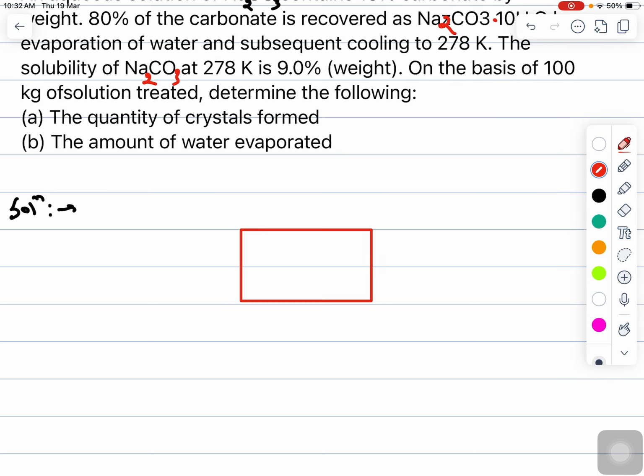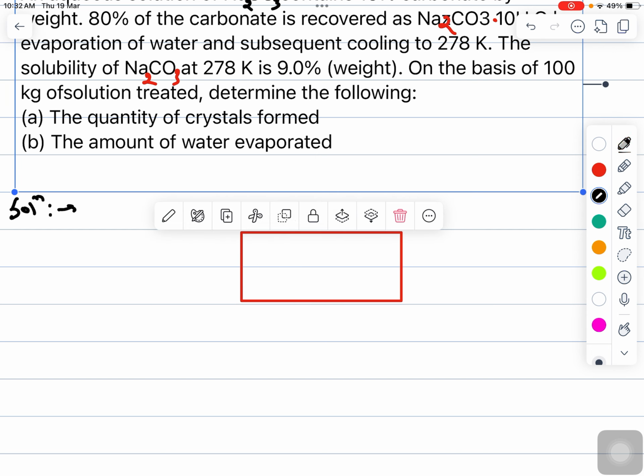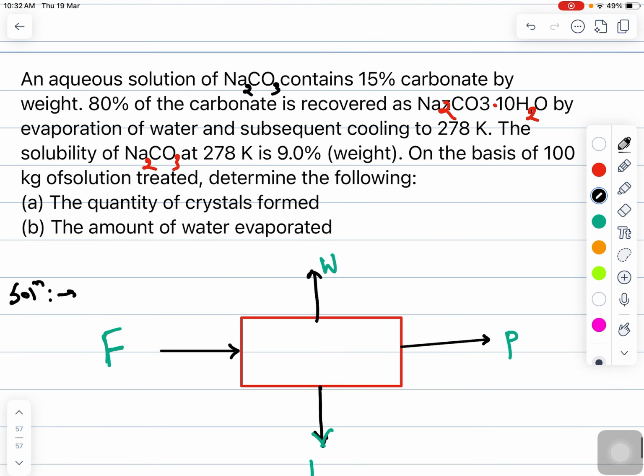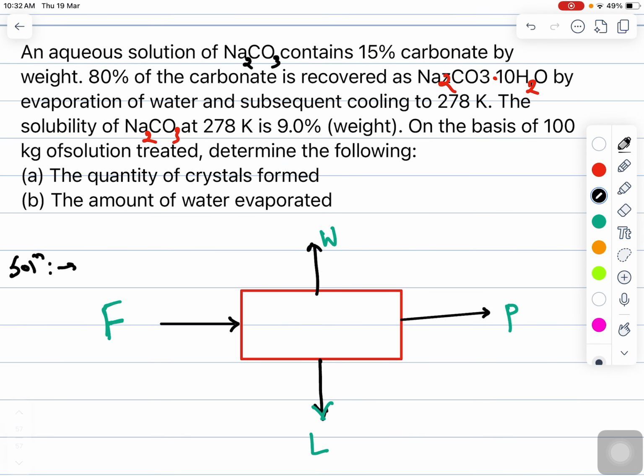So let's say you have a crystallization unit here, and in the crystallization unit you have a feed, you have a product, and you have these streams. So you have four streams. This one is the feed, this one is your mother liquor, L, this one is, let's say, the product, and this one is the water evaporated. In the feed the problem says 15% carbonate by weight, so here it is 0.15.